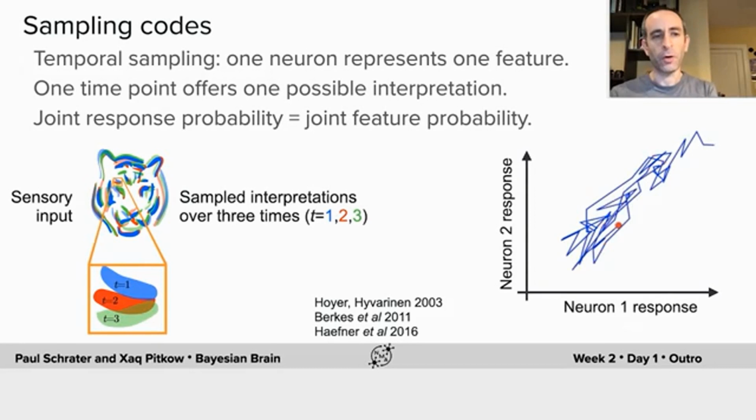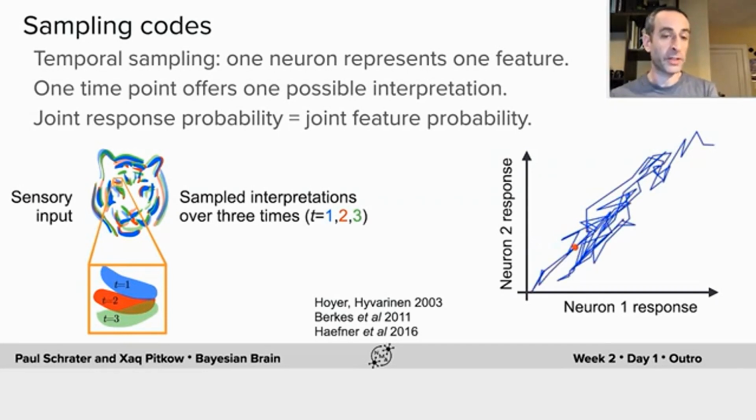An example of a temporal code is the idea of temporal sampling. This idea is that one neuron represents one feature, and at every time point, those neurons offer their features as possible interpretations of the world. Then, as you go to the next time point, the neural activity may change, and therefore the interpretation would change. Over time, those neurons trace out a probability distribution, which therefore equals the joint feature probability in the world. So the neural probabilities equal the world probabilities. This is a direct representation of probabilities.